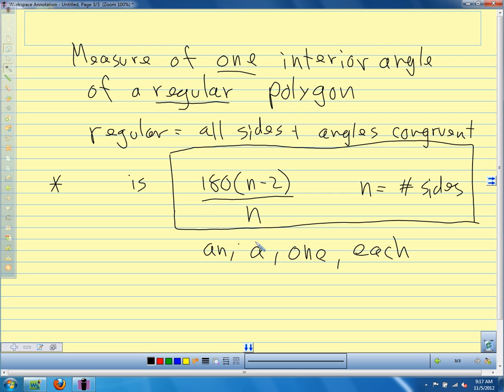Now I want to get all of our formulas first before we do examples. So I want to make sure we get all the formulas, and then we'll do some examples. So regular means all sides and all our angles are congruent. So the measure of one interior angle of a regular polygon is given by this formula. All right, so those are our formulas for interior angles. Now we need to talk about exterior angles.